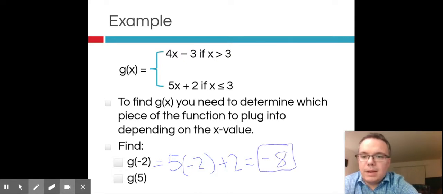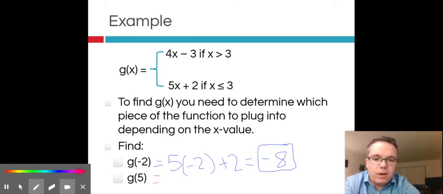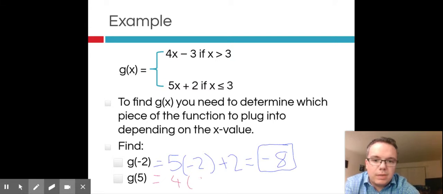All right, how about g of 5? Is 5 bigger than 3? Yes, it is. So I'm going to use the top function. So I'm going to take my 4 times my 5 minus 3. So I'll get 20 minus 3, which is 17.